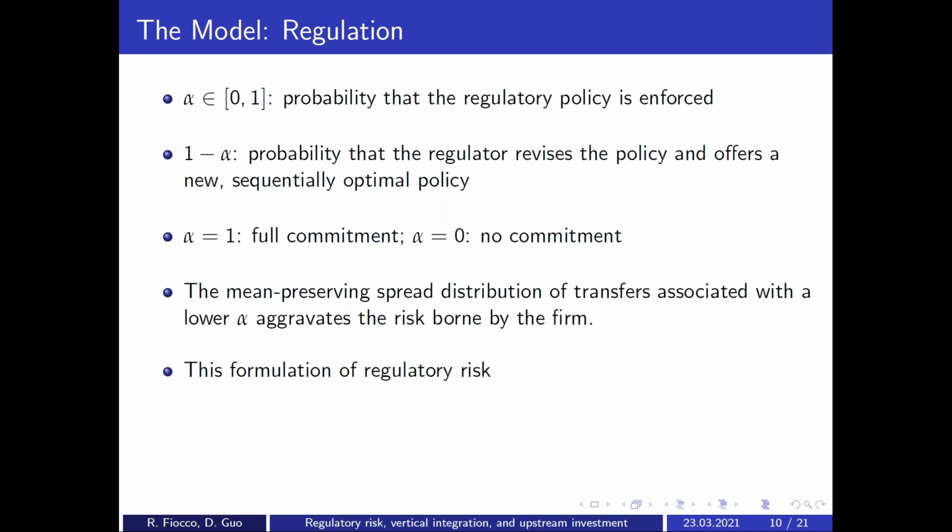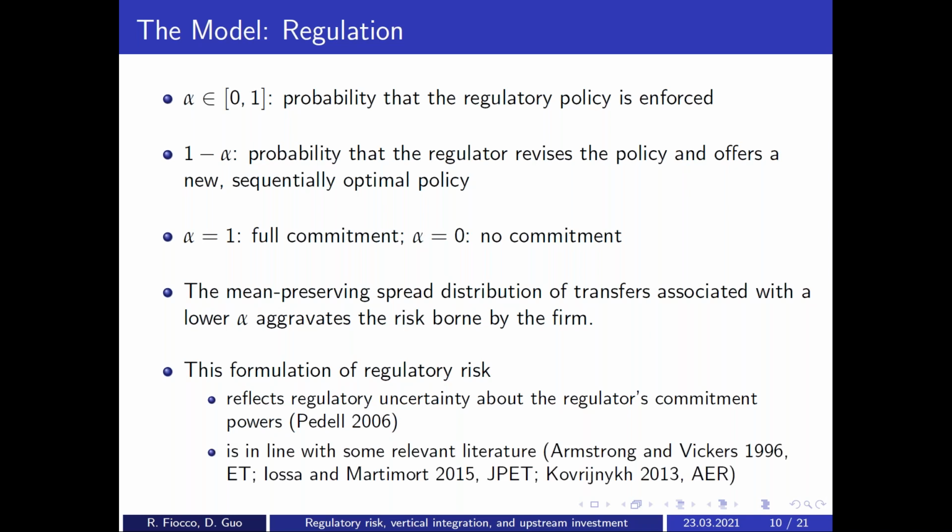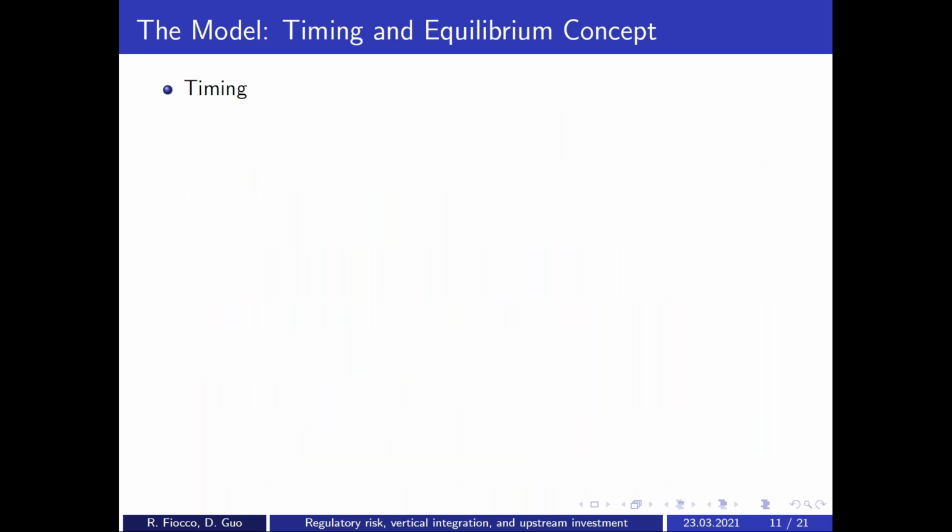And this formulation of regulatory risk reflects regulatory uncertainty about regulators' commitment powers and is in line with some relevant literatures. Okay, about the timing of the game, let me first read the timing and after I will explain some points. Okay, so stage 1, the regulatory structure is determined, which means the value of alpha is determined.